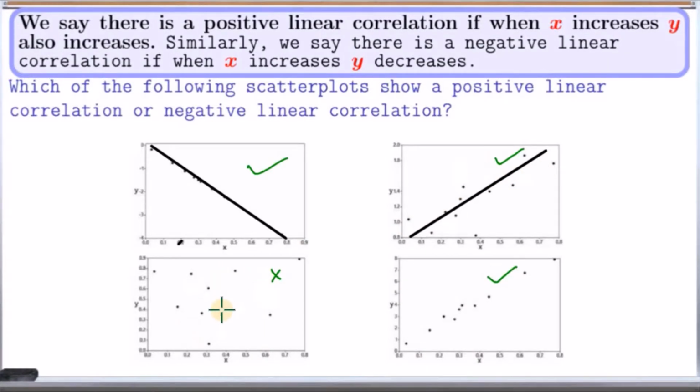Now let's look at this third scatter plot here, this one here. On this one, we don't see a linear pattern of a straight line, so there is no correlation at all. Now let's look at the fourth scatter plot, this one here. So this one is sloping upward. Let me draw a straight line here. Since it is sloping upward, it shows a positive linear correlation. So here, basically, we just need to look at the slope of the linear pattern to decide if the slope is positive or negative.